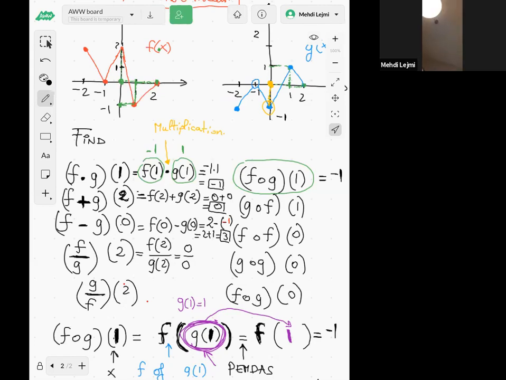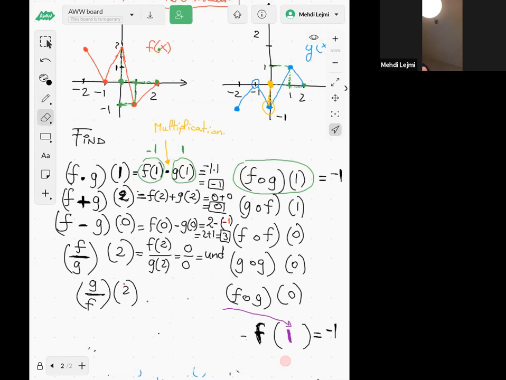Yes, the f of 2 over g of 2, guys. As I said, the g of 2 is 0, and we are not allowed to divide by 0. So the answer here is actually undefined. Well, I don't have the space, but it's undefined here. Probably I'm gonna erase this because I'm gonna need space. So yeah, for f over g of 2, that's undefined because we are not allowed to divide by 0.